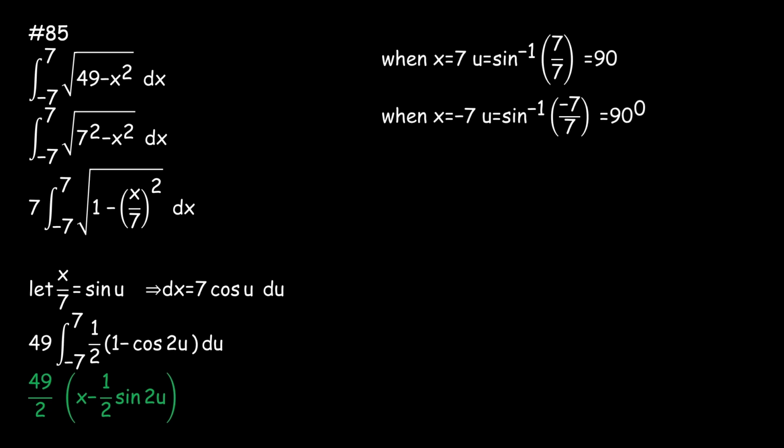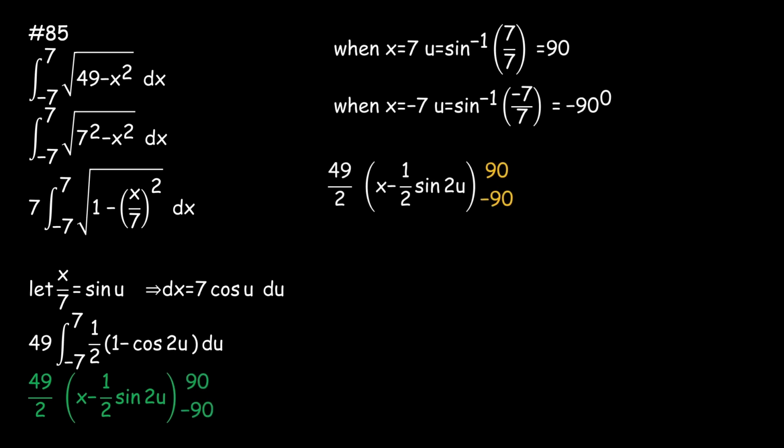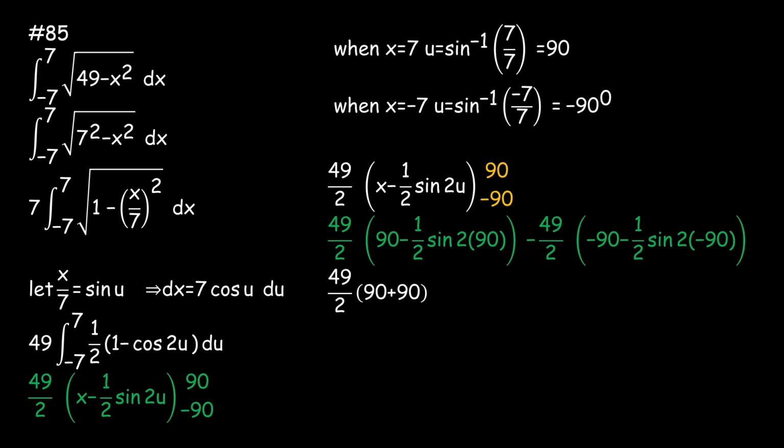Now, when x is equal to 7, u is sine inverse of 7 over 7, which is 90 degrees. And when x is negative 7, you have u equal to sine inverse of minus 7 over 7. And that should be negative 90 degrees. Now, we can put our limits. Keep in mind, I changed the values of the limits of the integral to match up with the trigonometric functions, right? So now I'm going to put in 90 and negative 90, like so. We work that out, and we should get our answer 4,410.